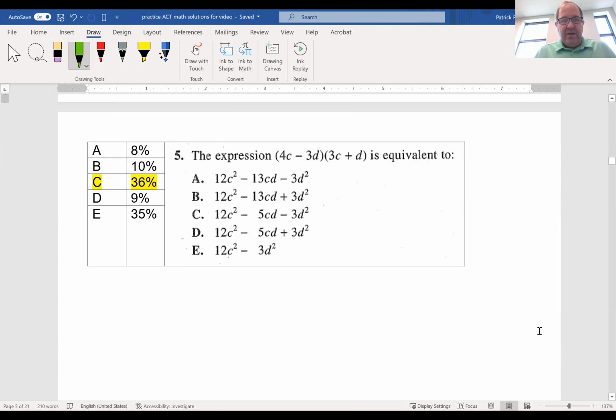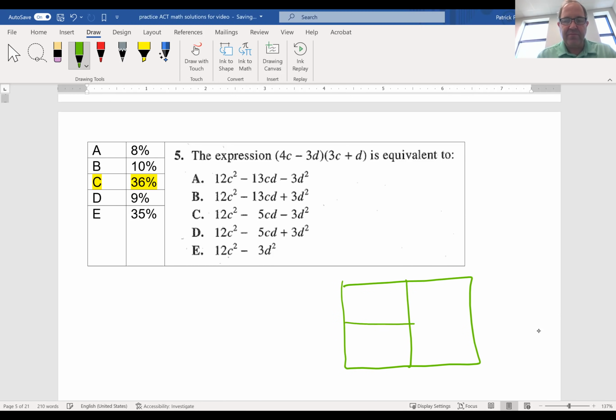Okay. Question number 5. Not very well. A lot of people chose letter E because they were not sure how to multiply. So let me show you a tried and true method. There's lots of ways to do this. You can FOIL, expand, all these kinds of things. But sometimes you could draw a box to multiply these. And that makes it a little bit easier.